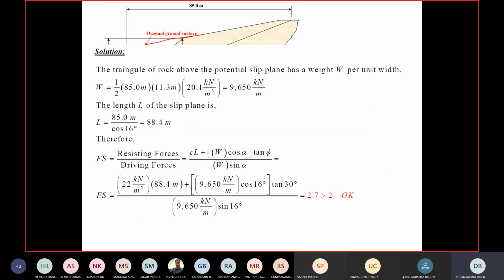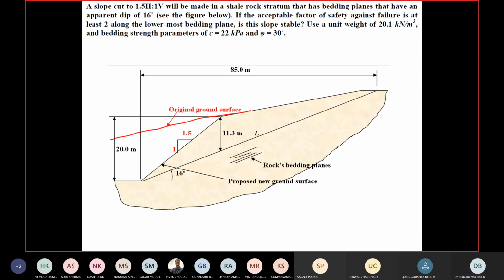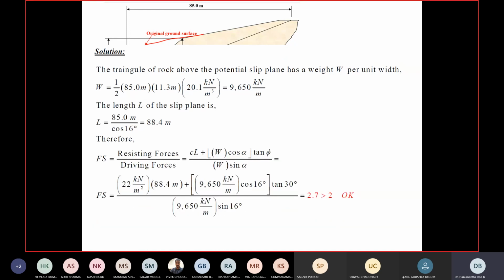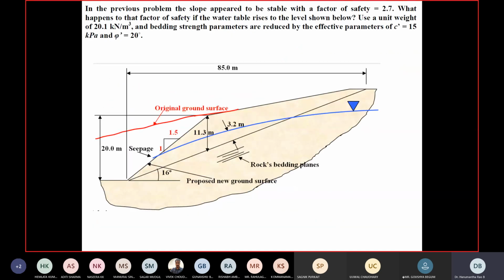In the previous sum, C is 22 kilopascals and phi is 30 degrees. So these are the total stress shear strength parameters. While when it comes to effective, the values are C dash is 15 and phi dash is 20.